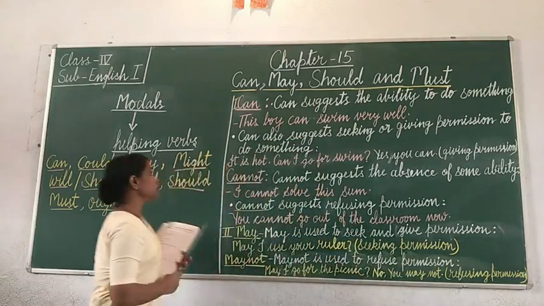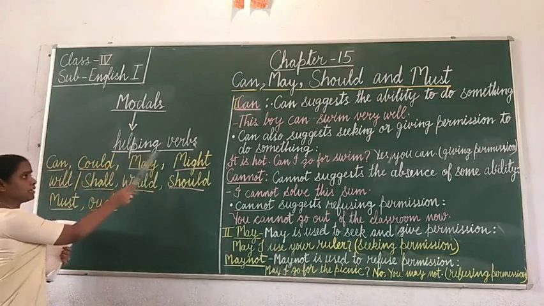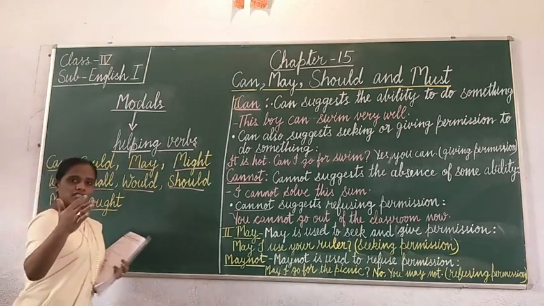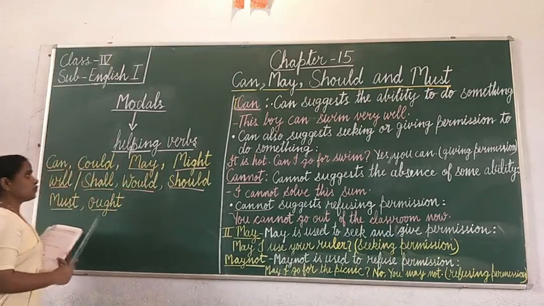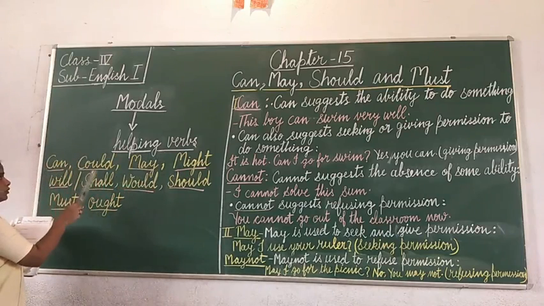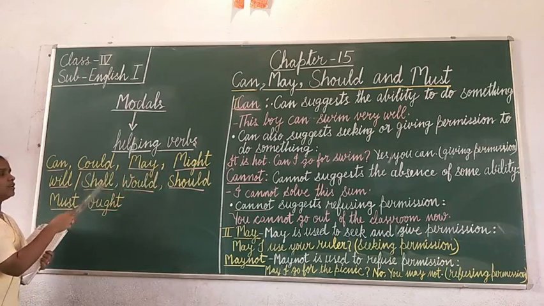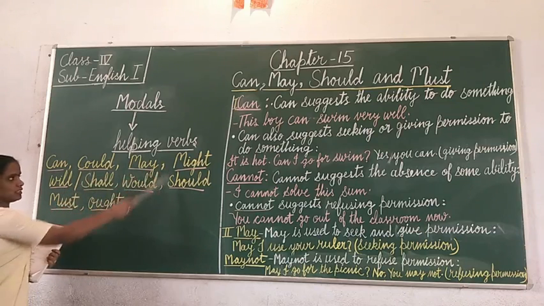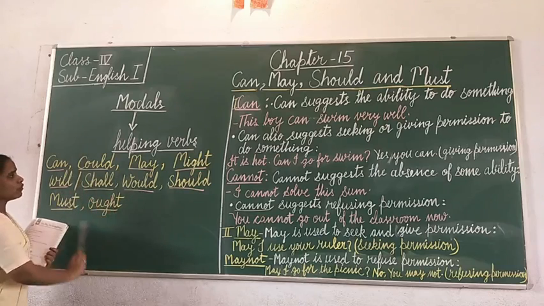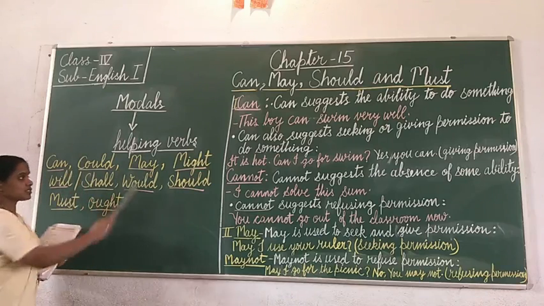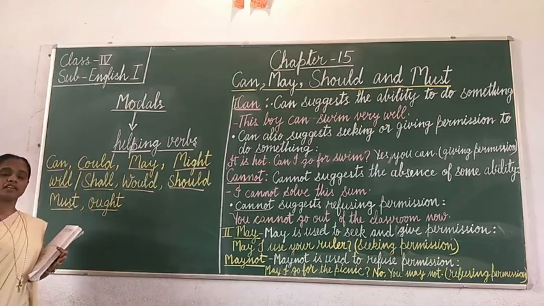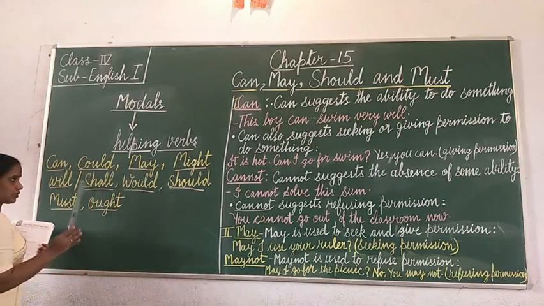Now modal means helping verbs. So let's see what are the helping verbs. Can, could, may, might, will, shall, would, should, must and ought. These are the helping verbs. We use these verbs when we speak in English. Okay, remember.